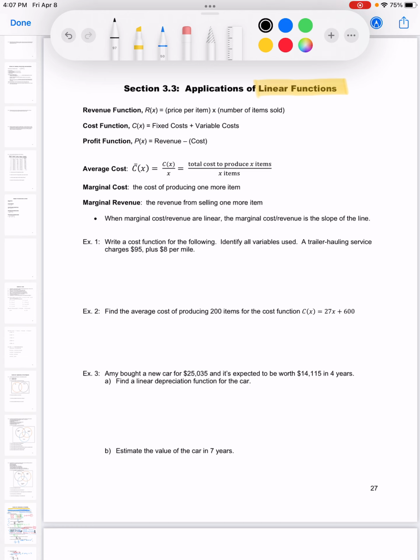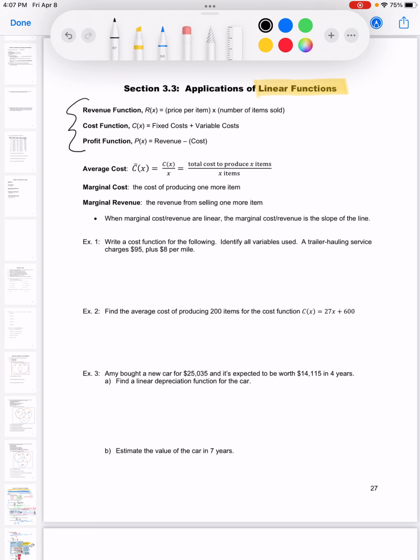So on these, our first three are a review, how we calculate the revenue, the cost, and the profit. That hasn't changed, so those are still the exact same. But then we're going to add three new ideas. So the average cost, the marginal cost, and the marginal revenue.